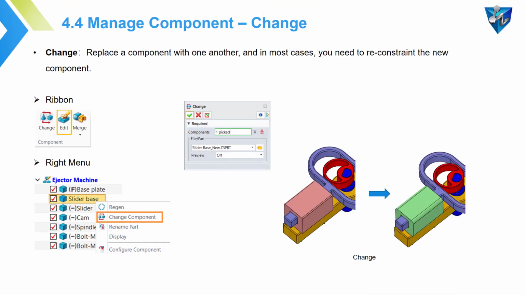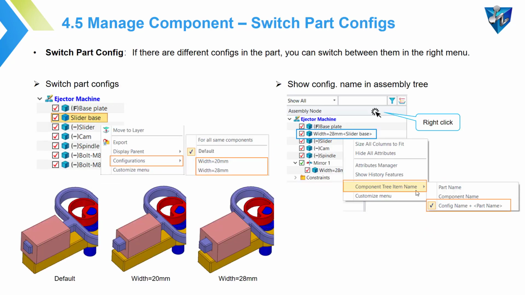Next command is Change. It's easy to understand. We can replace a component with another one. But please note that in most cases, you may need to redo the constraints. Next one is Switch Part Configs. As you already know, we can make multiple part configurations based on different sizes or attributes. So in the assembly, we can choose the most suitable one. And you can also show the config name in the assembly tree if you want.